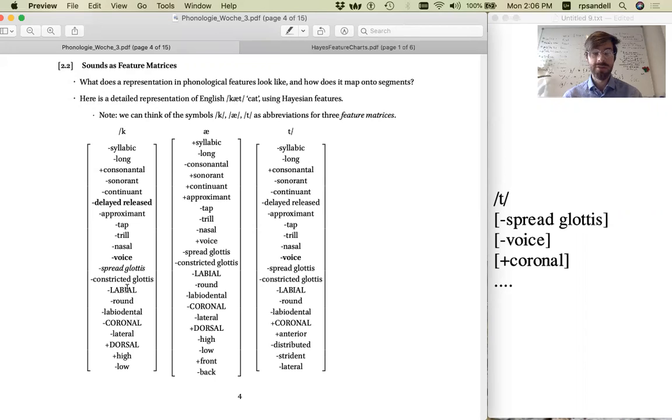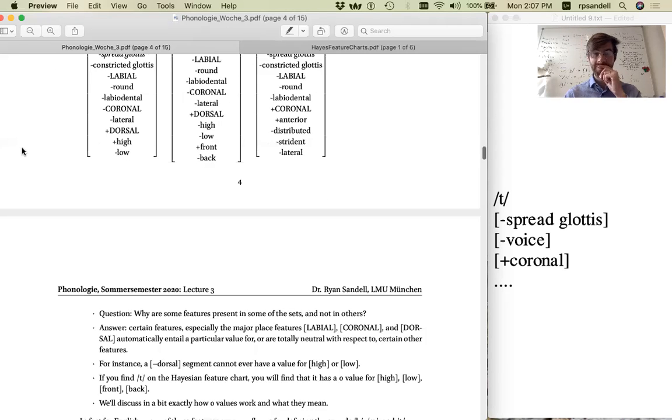And the features written in capital letters here refer to the three major places of articulation: labial, coronal, and dorsal, which we'll say more about in a minute. So there's a large number of features that we should assume for any given sound, and each needs to be specified as having a binary value, plus or minus.